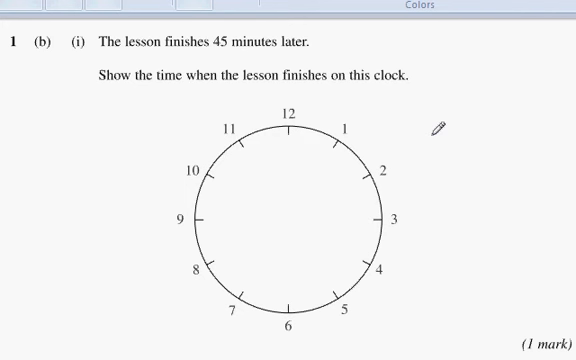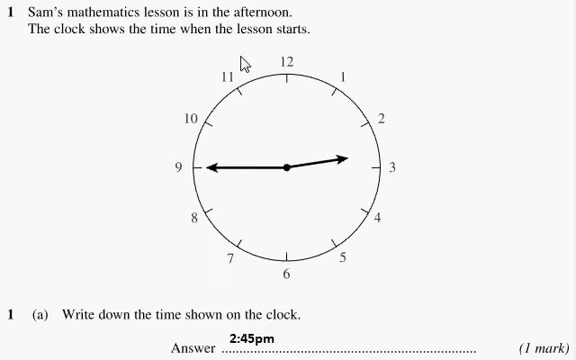Do that now. We're told that the lesson finishes 45 minutes later. To do this, we need to have done part A of this question. Or actually, even if you got part A incorrect, you might still get part B correct. There are a few different ways to do this. We know that it's 2:45 p.m. You could add 45 to your minutes and count on your hours.